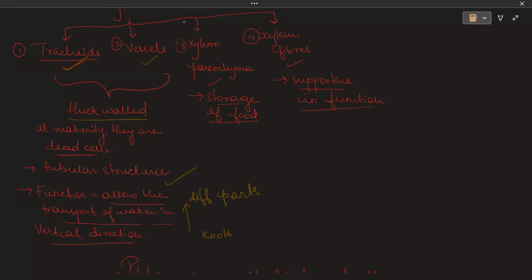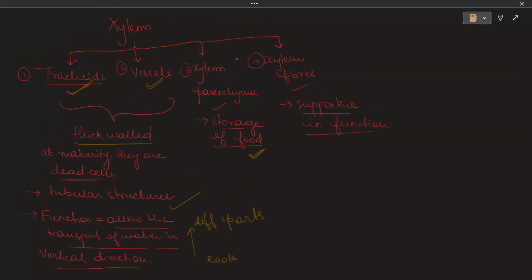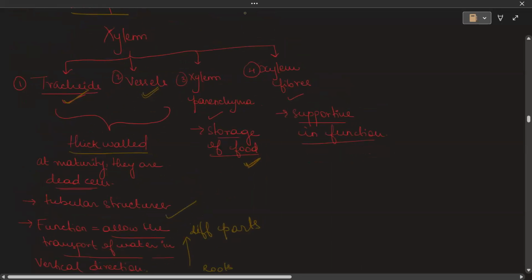Now talking about the xylem parenchyma, it is responsible for the storage of food. Now talking about the xylem fibers, they are supportive in function; they support the other components. So these are the four components of the xylem. Is this clear to everyone?